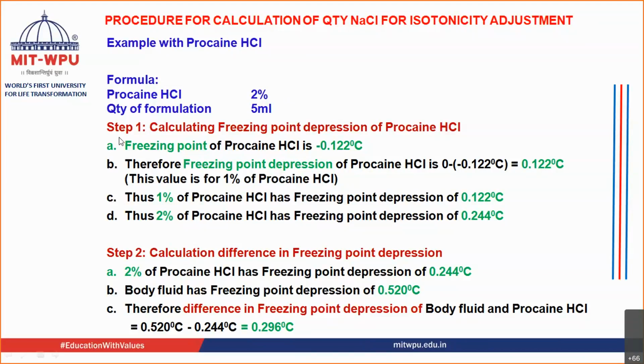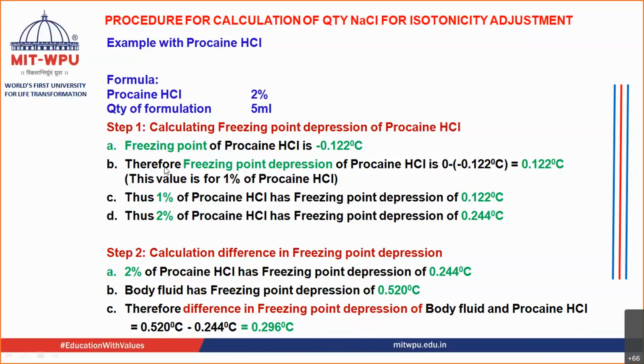I hope you are ready with your pen and paper. In step 1, you are going to calculate the freezing point depression of procaine hydrochloride. This value would be given to you. What is the freezing point of procaine hydrochloride? The freezing point of procaine hydrochloride is negative 0.122 degrees Celsius. This value is given in your literature. Even if you Google it, you will be able to find it.